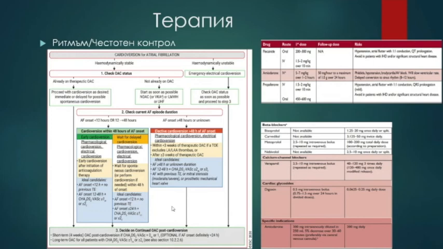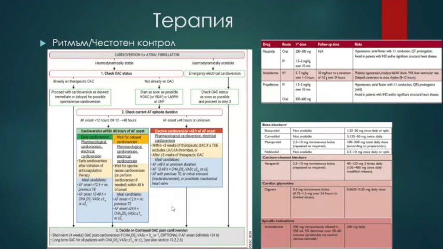And electrical cardioversion is used when you don't succeed with medication, or when the patient has come after those 3 to 4 weeks after successful anticoagulation. And then you put him to sleep and convert it.